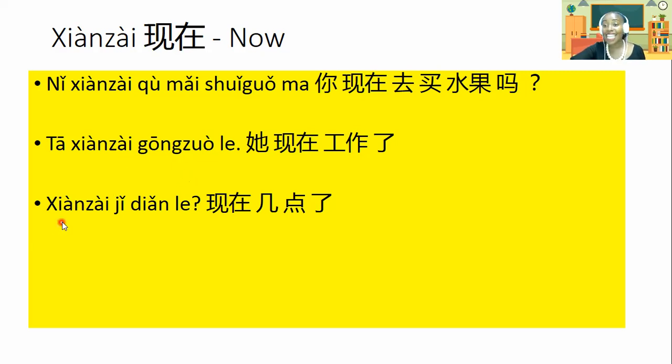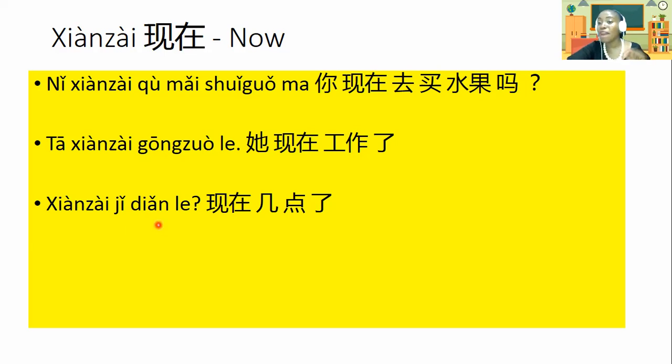Now a third sentence, 现在几点了? This is a very common sentence that we use to ask what's the time. 现在 now, 几点 means which o'clock, because the word 点 is o'clock. So when we say which o'clock, we basically mean what time. So what's the time right now?